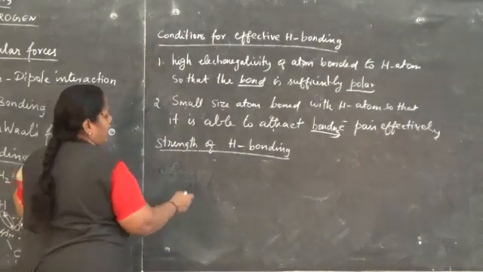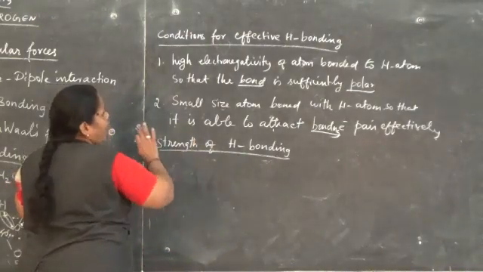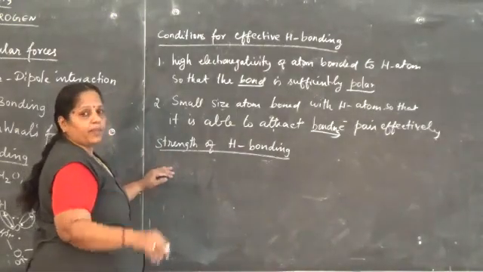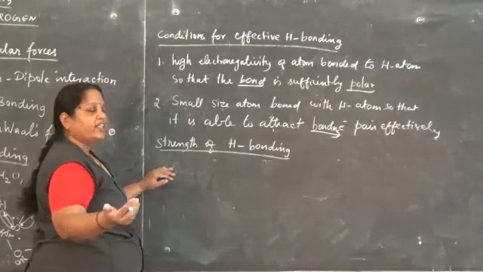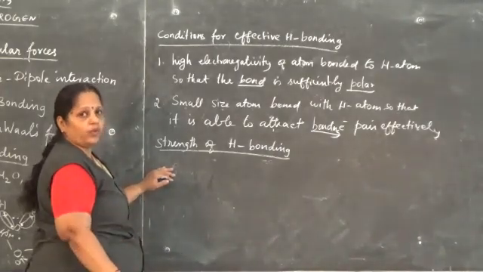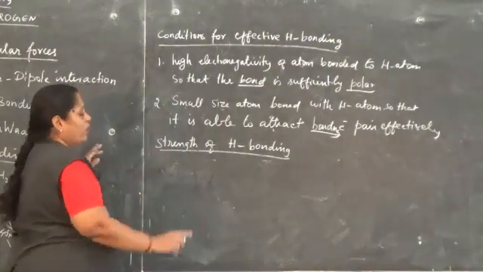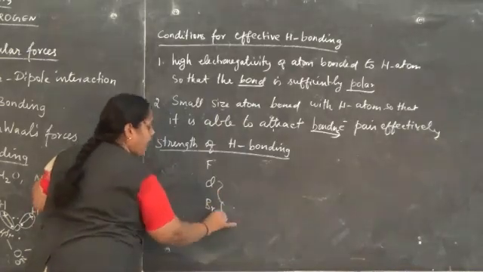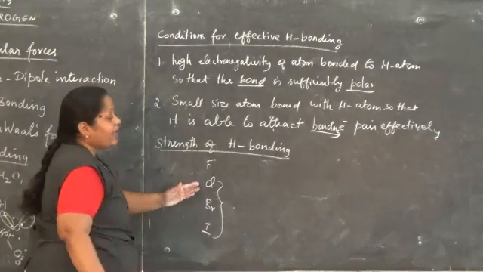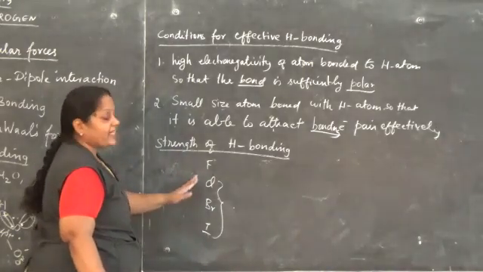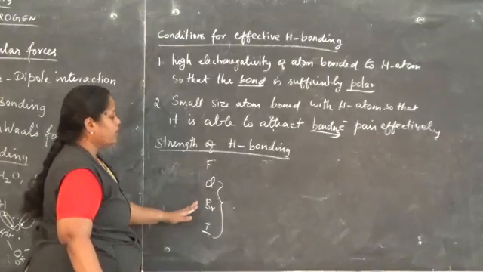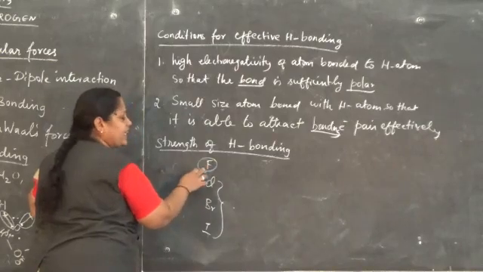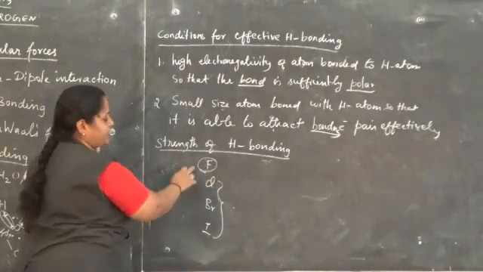Okay, in the periodic table, which one is highly electronegative? The 17th group elements are highly electronegative. The 17th group elements are fluorine, chlorine, bromine, iodine. Even though these are highly electronegative, they are larger in size. That's why they do not form effective hydrogen bond with a hydrogen atom. Fluorine is smaller in size, that's why it readily forms strong hydrogen bond with a hydrogen atom.